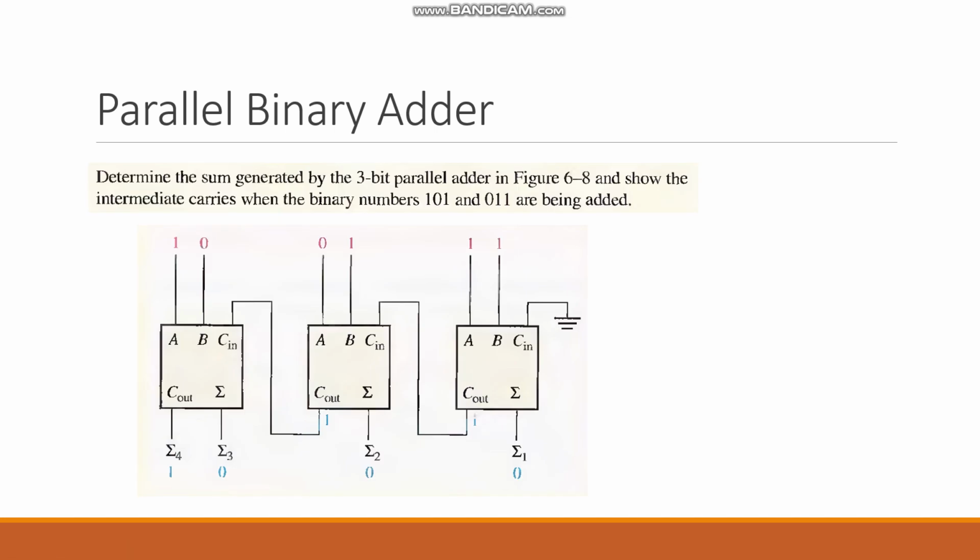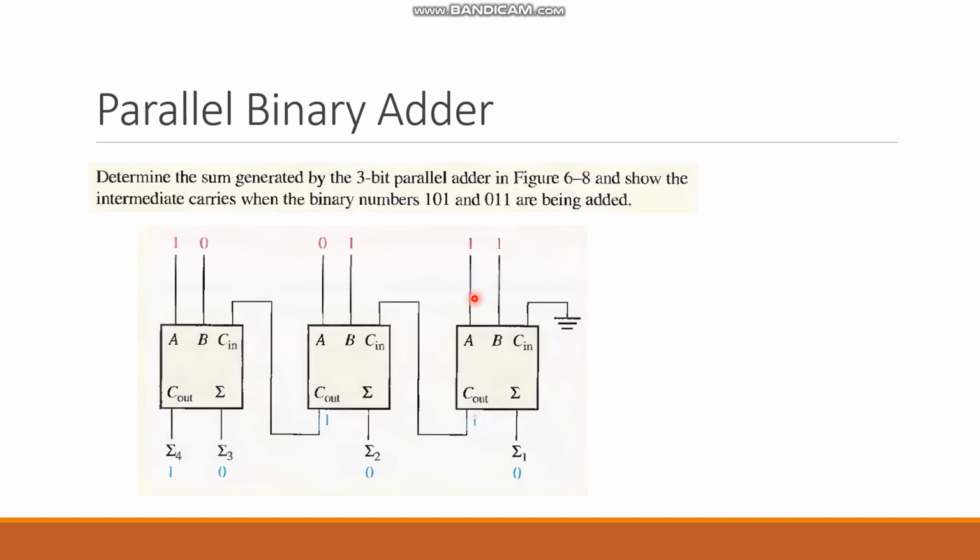Okay, let's take this example. It says determine the sum generated by the 3 bits parallel adder in this figure, and show the intermediate carries when the binary numbers 1, 0, 1 and 0, 1, 1 are being added. So that means we are going to add those two numbers together. 0, 1, 1 is going to be the B, 1, 0, 1 is going to be the A. So this bit is going to be added with that bit, that bit with that bit, and that bit with that bit. Let's write down the A's first.